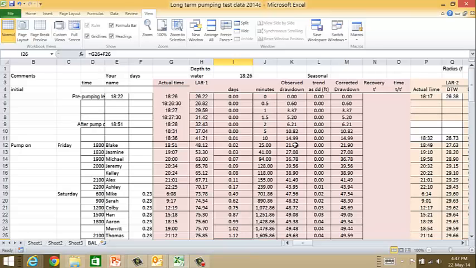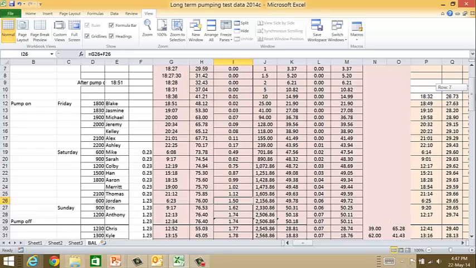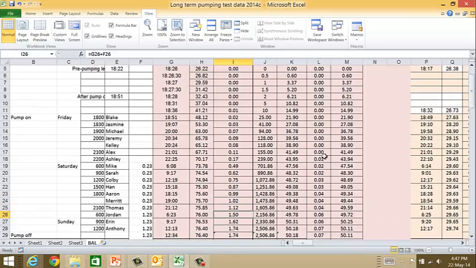And then this is the observed drawdown, which you've calculated now by hand, and it's just the depth to water minus the initial depth to water. And then we had to do the seasonal trend. So we needed to remove the seasonal trend, and I assumed that the seasonal trend was linear. I'll show you how I did that in just a sec. And here's the seasonal trend.